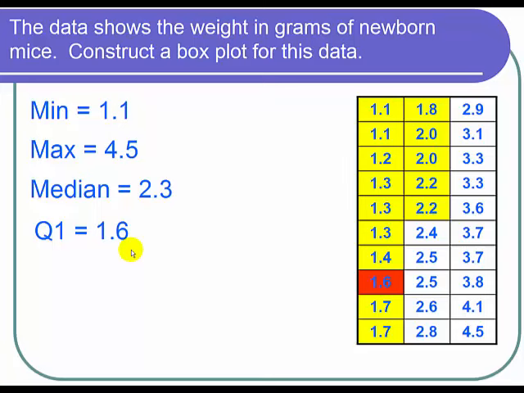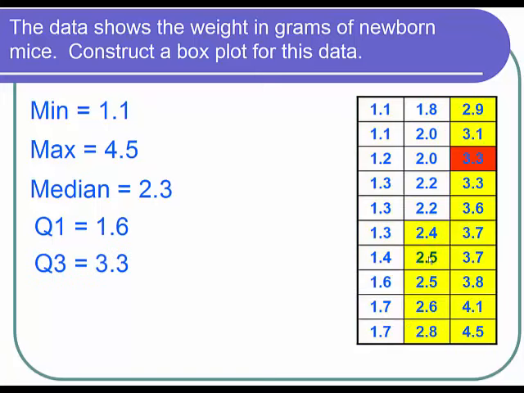Now let's get our third quartile. For our third quartile, we look at the higher numbers, or the top half of the numbers. And then we look at the median of that top half. So again, we look at the eighth number of the top half, and that's 3.3, and that'll be the median of the top half, or the third quartile, which is the 75th percentile. By the way, the first quartile was the 25th percentile. So there's our five-point summary.